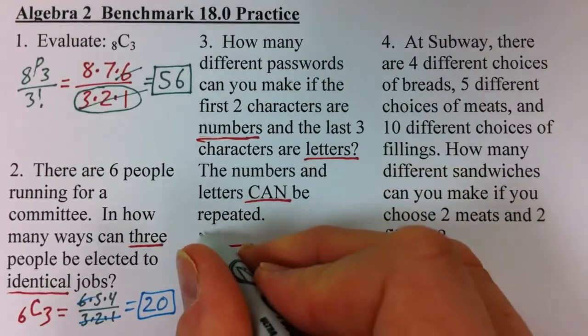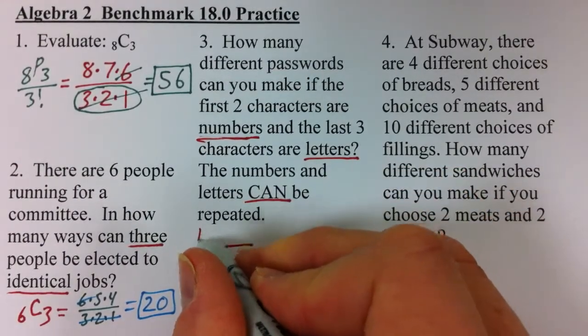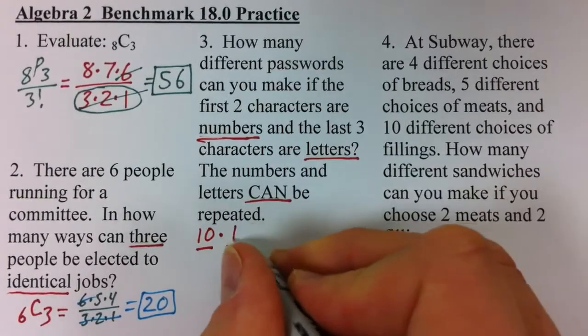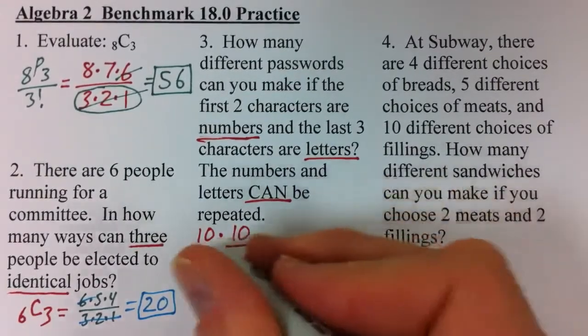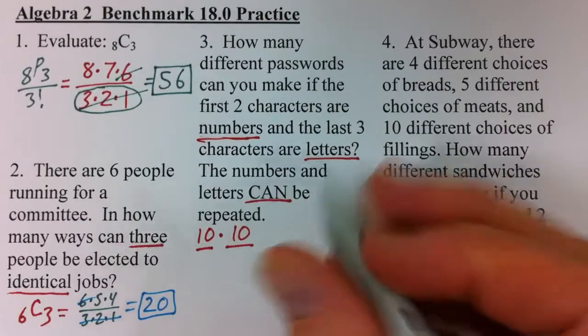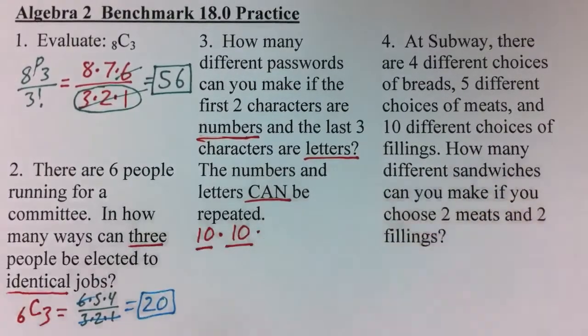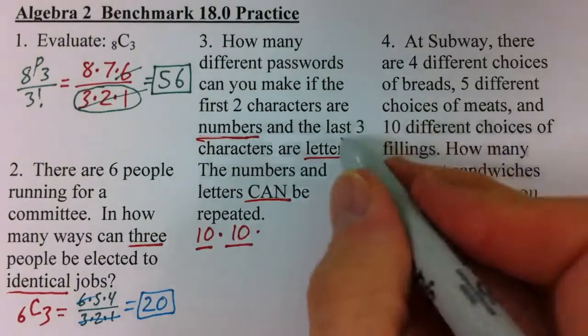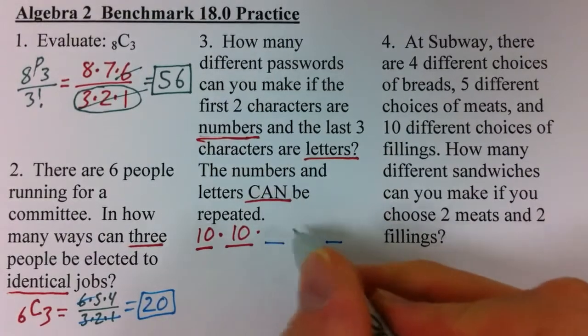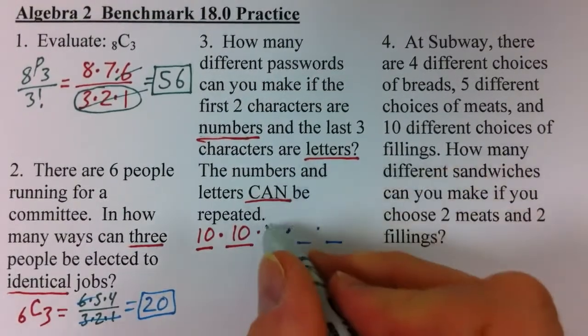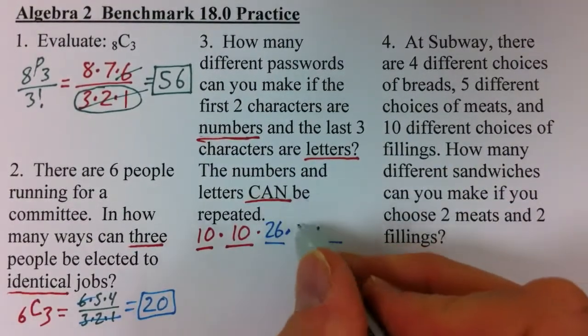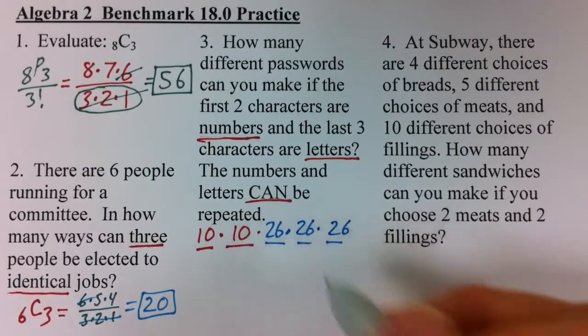For numbers, if you can repeat, you have 10 numbers to choose from. And then if you can repeat, you could also have 10 more numbers to choose from, because you have the same 10 you can choose from. Don't forget 0 is a number. And then what we got here is 3 letters. So 1, 2, 3 for each of the letters. And there are 26 letters. And if you can repeat, it means it's 26 over and over again.